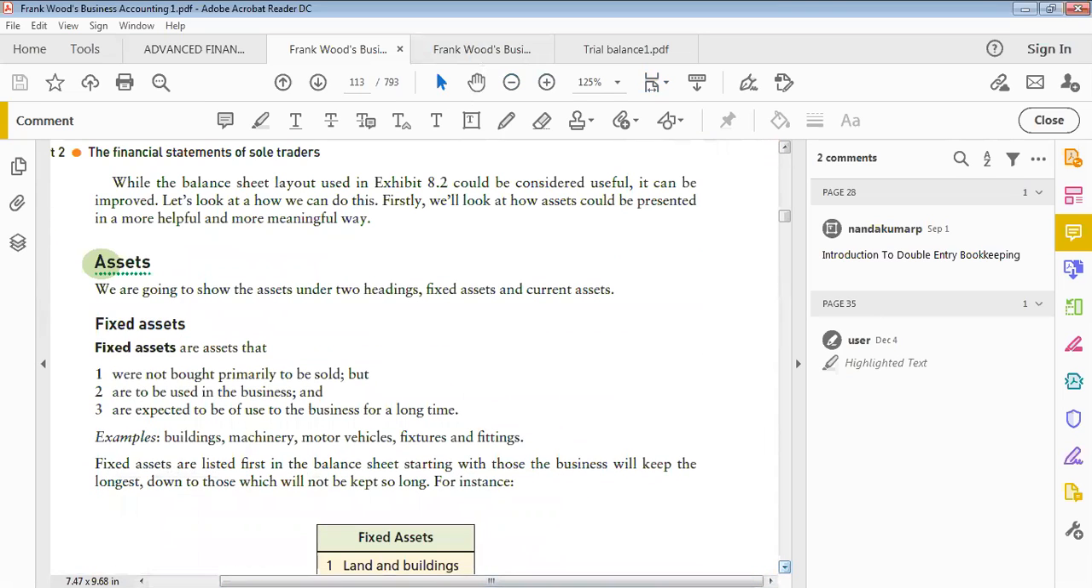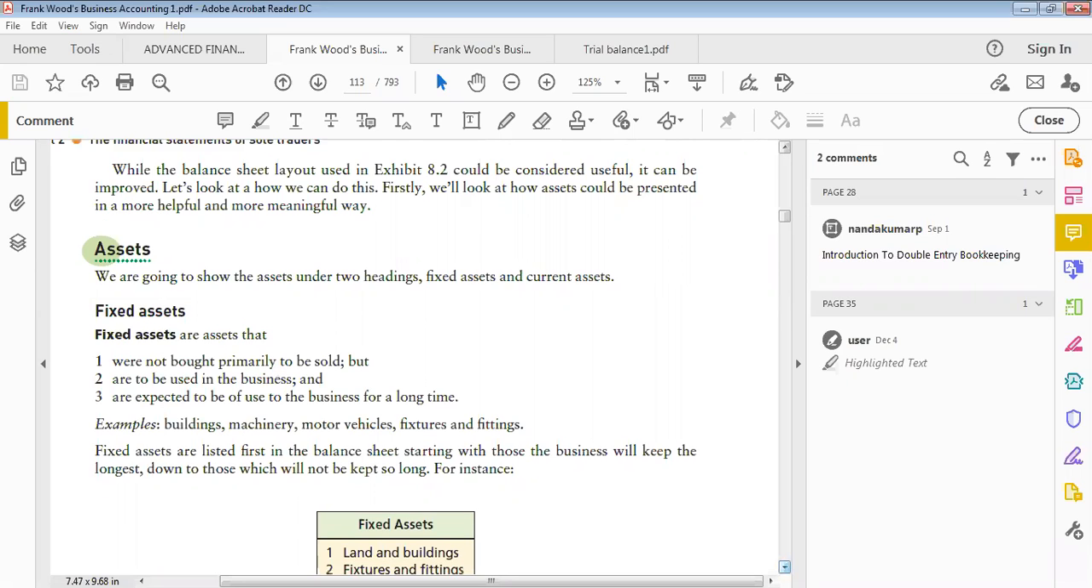So first things first, assets now. We are going to show the assets under two headings. You have fixed and you have what? Current assets, right? So fixed assets now are assets that were not bought primarily to be sold, but are to be used in the business and are expected to be what? Of use to the business for a long time. Examples of fixed assets include buildings, machinery, motor vehicles, fixtures and fittings, etc.